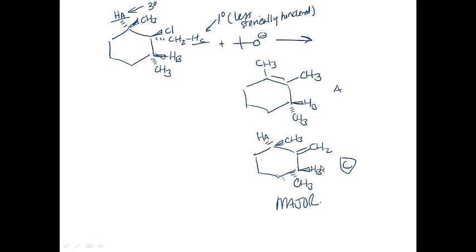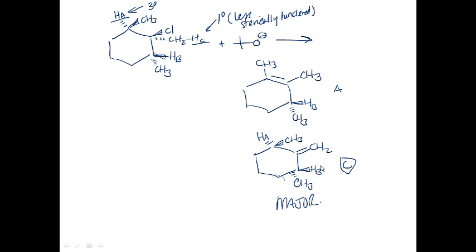So when you're doing E2 eliminations on cyclic systems, I have to tell you the stereochemistry so that you can make sure that your hydrogen can become antiperiplanar to the leaving group. When I do that, then you have to only write the possible products where the beta hydrogens can become antiperiplanar. If they can't, then you're not going to get an E2 reaction.